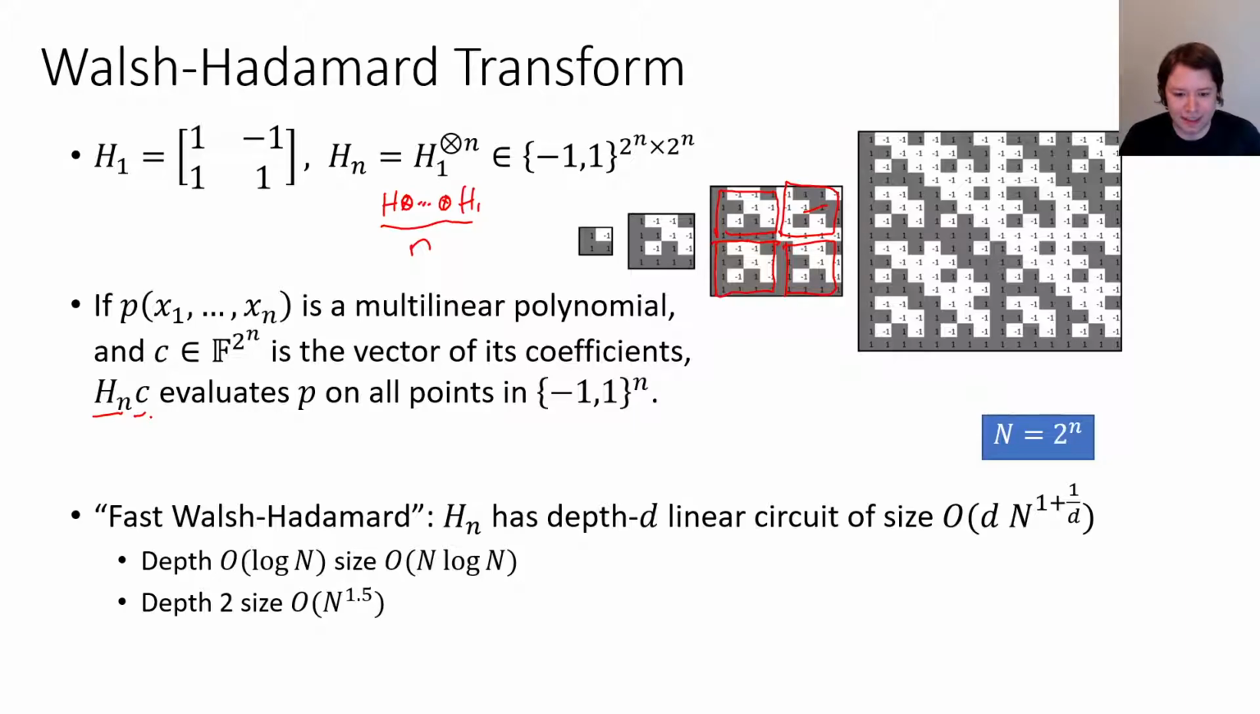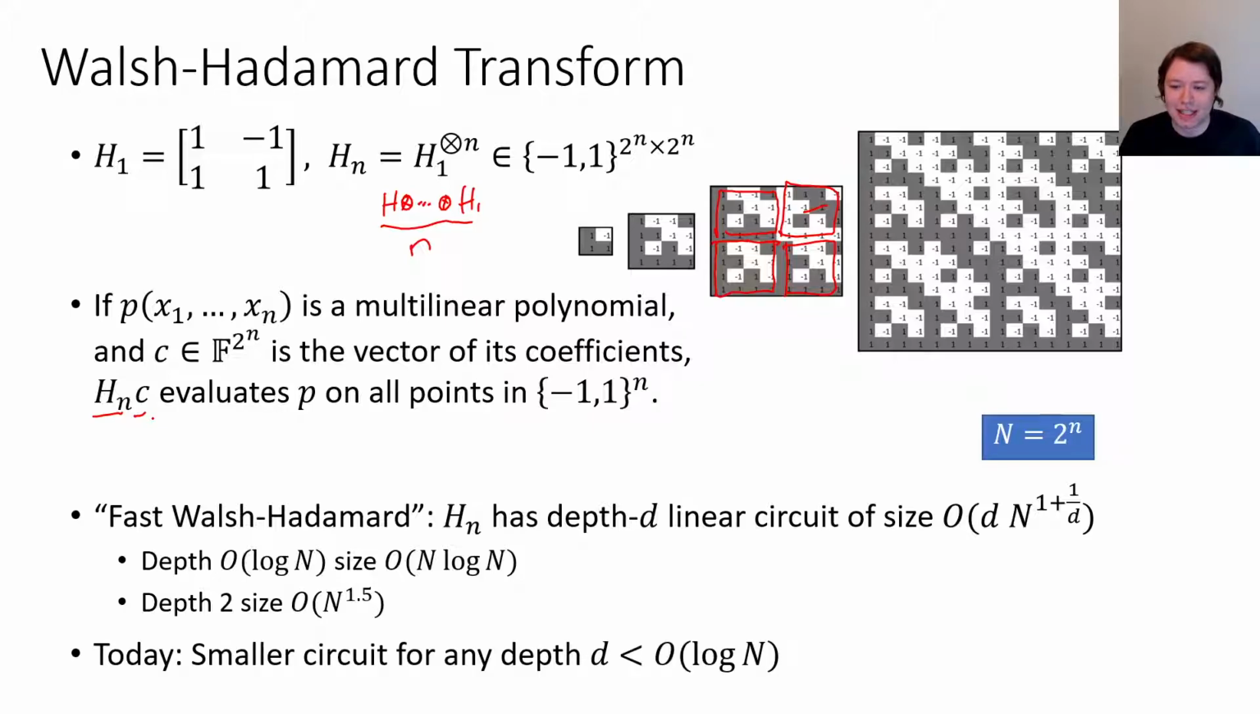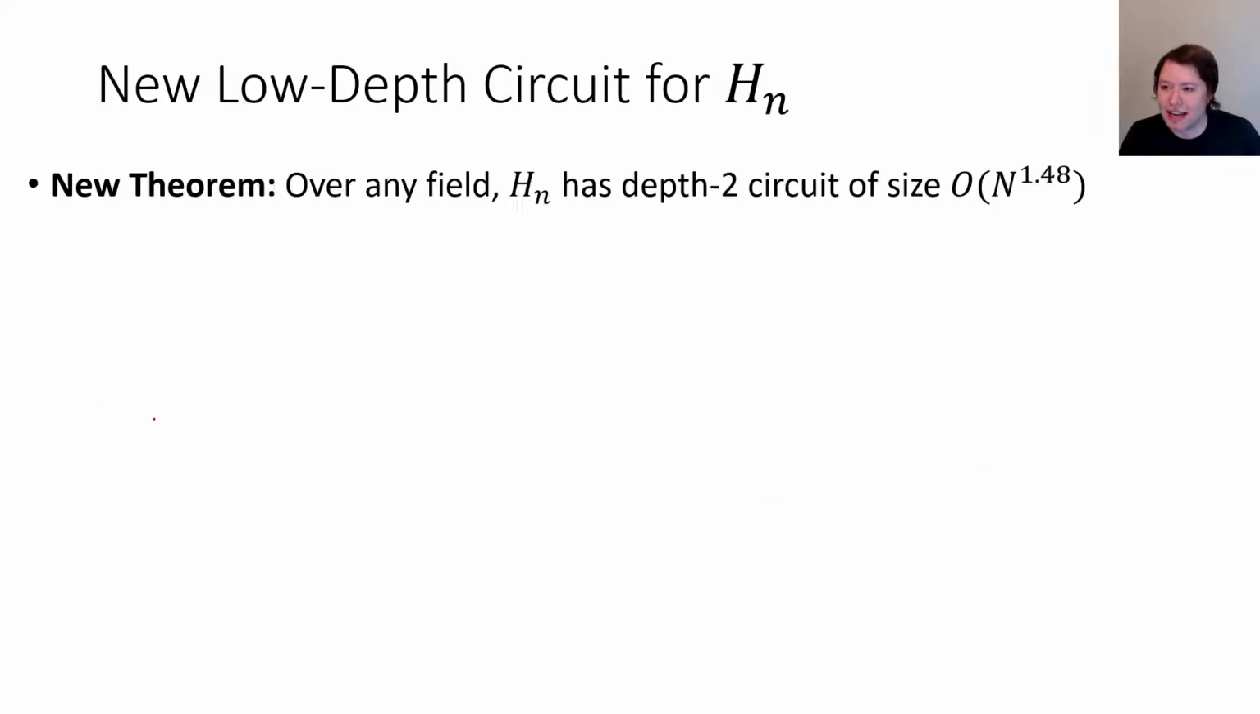And the result I want to tell you about today is a new, smaller circuit than this for the Walsh-Hadamard transform for any small depth. Okay, so let me tell you the new result. The new theorem is that over any field, the Walsh-Hadamard transform has a depth 2 circuit of size just n^1.48, improving on n^1.5. And more generally, it has a depth d circuit of size d times n^(1+0.96/d), instead of 1/d in the exponent.